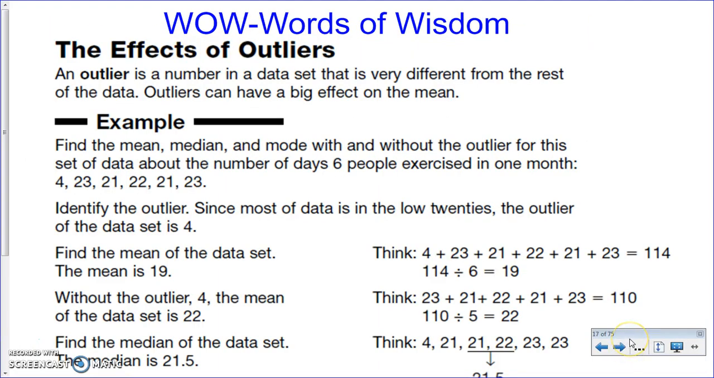The effect of outliers. An outlier is a number in a data set that is very different from the rest of the data. Outliers can have a big effect on the mean. Example: find the mean, median, and mode with and without the outlier for this set of data about the number of days 6 people exercised in 1 month.